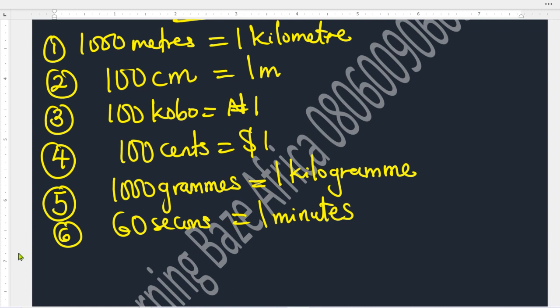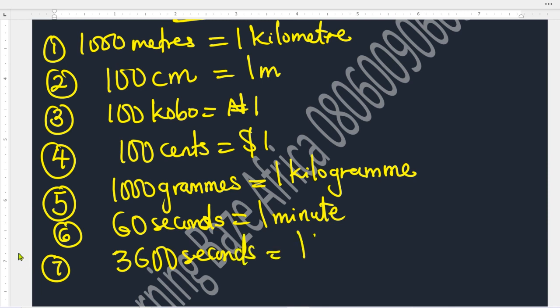60 seconds is equal to 1 minute. We know that 60 minutes is 1 hour. This is another thing that you need to note. 3,600 seconds is equal to 1 hour. So let me stop here.